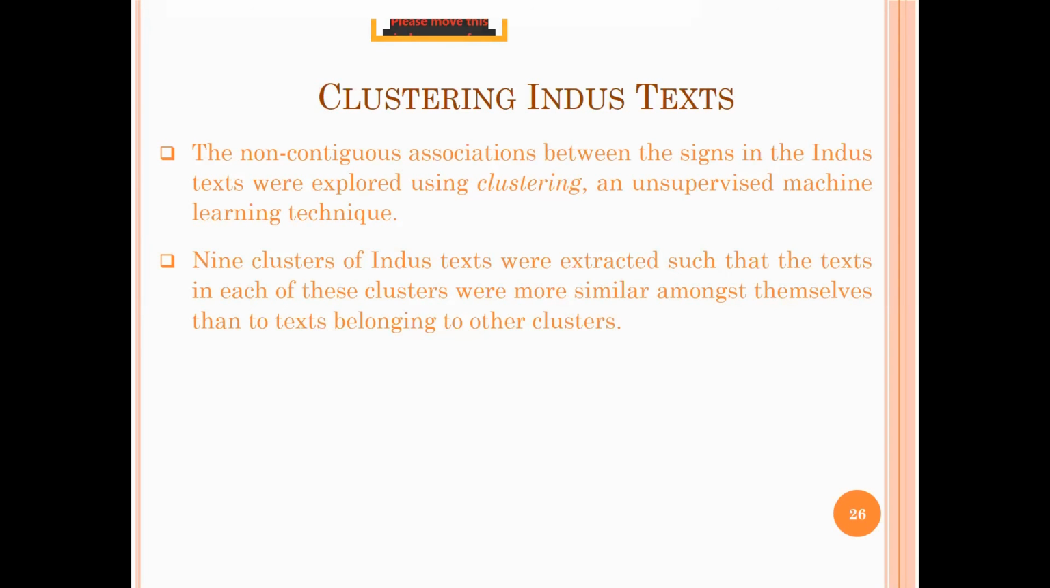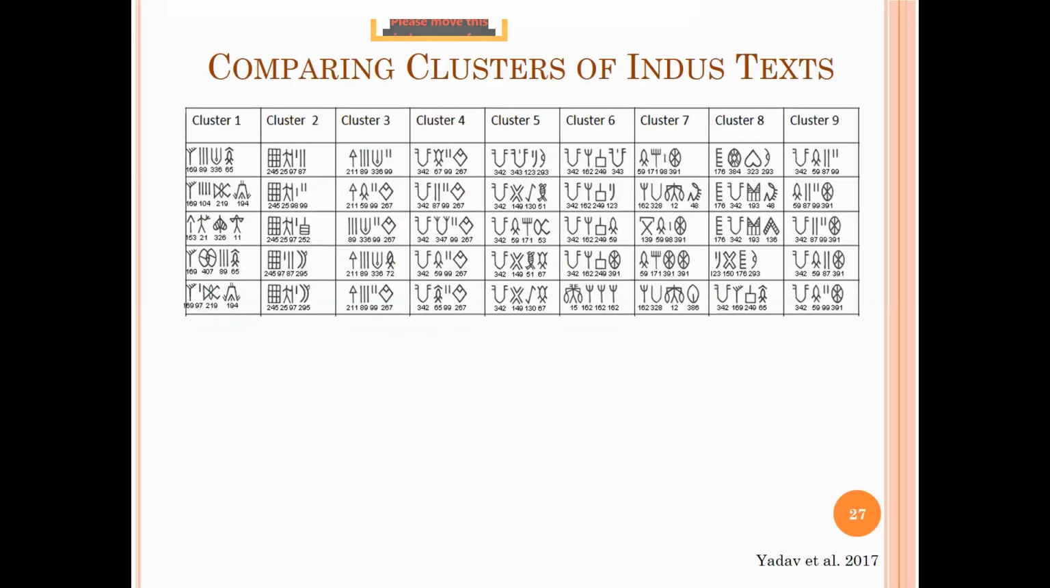Now I'll show you the clusters over here. If you take a look at the texts listed in each cluster, you'll find that there are certain signs and sign groups which seem to form the signature of each of the clusters. So here, for example, this cluster has an affinity to this sign, okay, and then this sign. Cluster 2 seems to have affinity to this 245 and this 25 and so on.